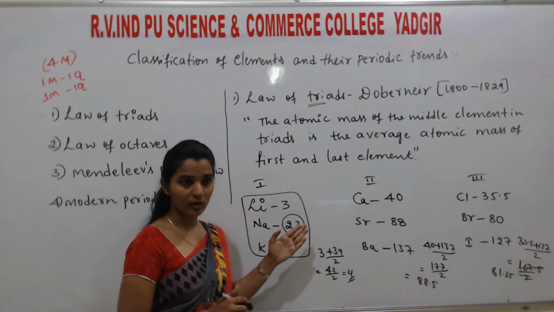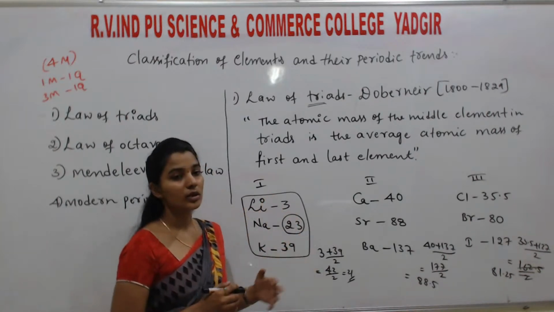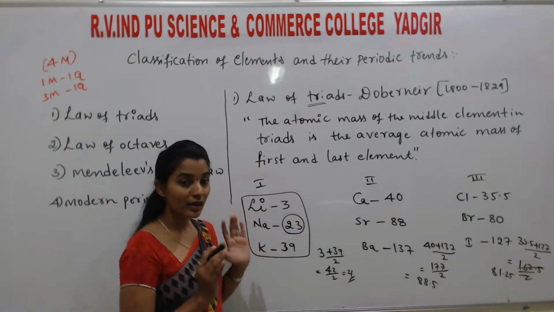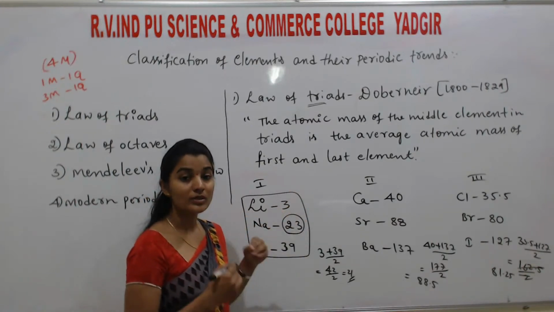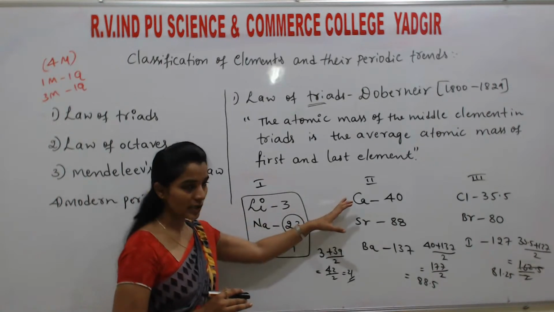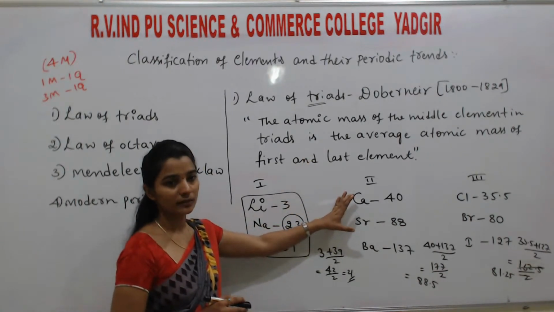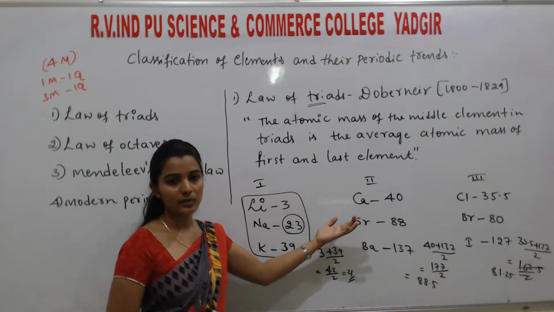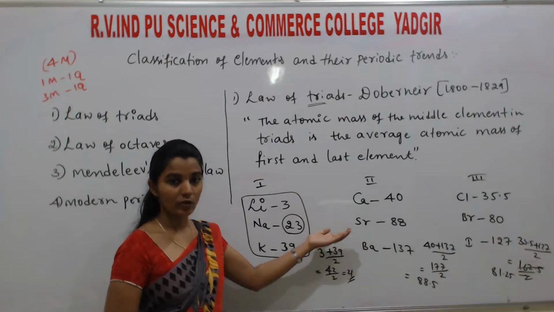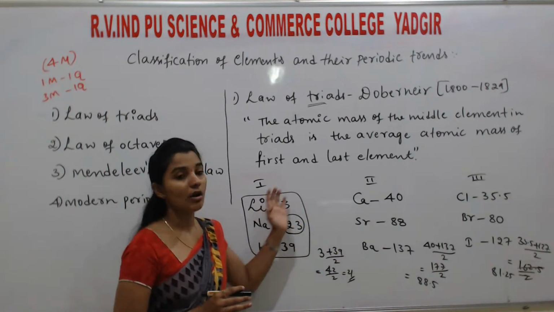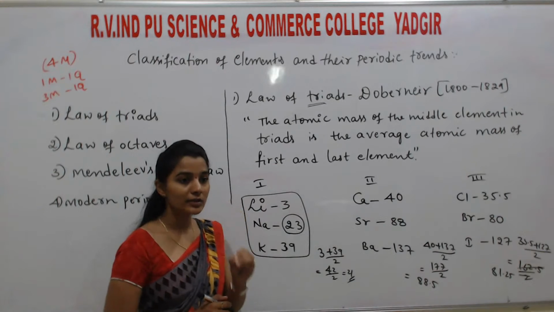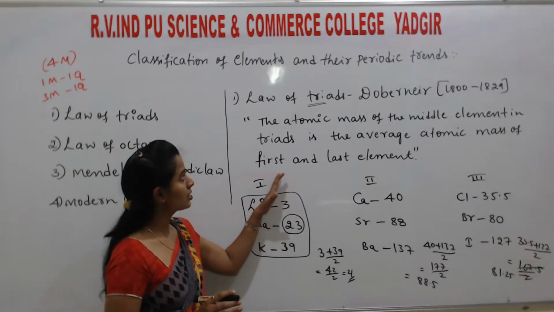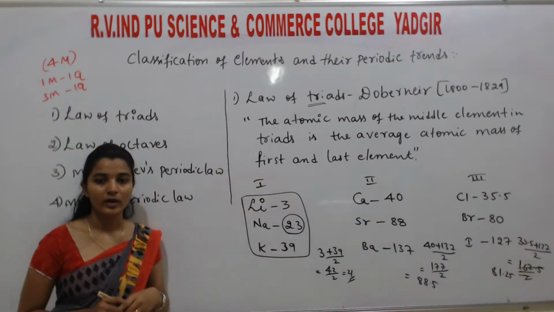Remaining 22 elements are there, right? Why are those 22 elements not ready to show this type of triads? He fails to explain that. That's why this theory is refused, means discarded. This theory is not considered. Actually, this is the first theory. Understand? He tried to arrange elements in a regular manner, but he fails to arrange all the 31 elements, and he fails to explain why. Understand? So this is the law of triads.